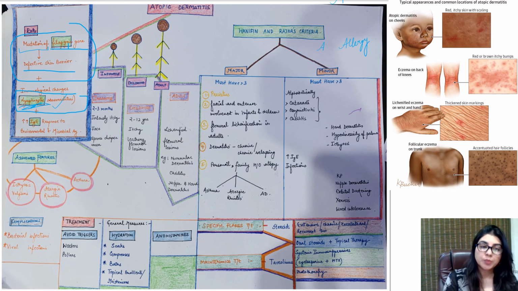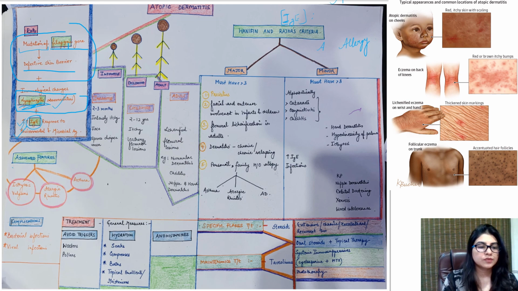And what is our body's response? Immunoglobulin E increases. So whenever there is allergy, immunoglobulin E levels will be tested. If they are increased, that means there is an allergy component present, otherwise there is nothing.